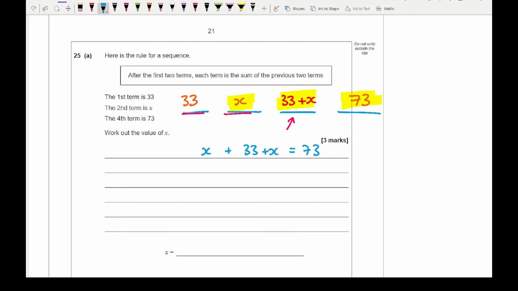Now hopefully what you can see is that this forms a linear equation. So here I've got 2x plus 33 equals 73. So taking away the 33, I get 2x equals 40. So x equals 20. And lo and behold, there I've got my final answer.